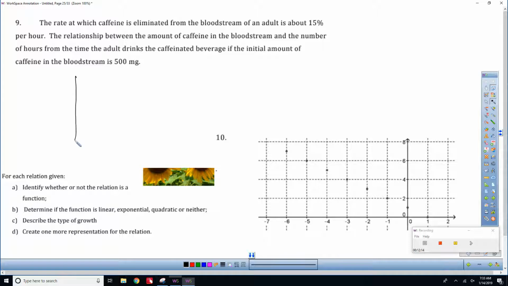So, let's see. At 0, we have 500. It's eliminated at 15% per hour. Let me get a calculator. Okay, so if I did 85% of 500, that would be what is left after it loses 15%. So there'd be 425 milligrams after 1 hour. Then there'd be 361.25. I'm just multiplying times 0.85 every time.